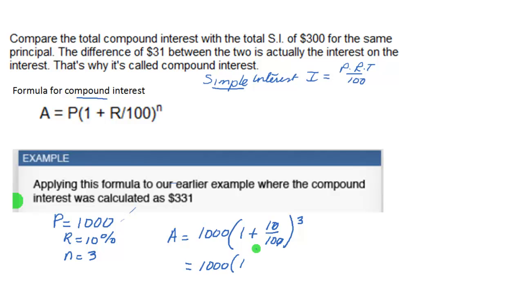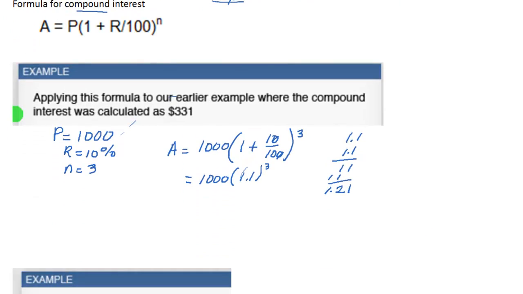If you like decimals better, 1 and 1/10 is 1.1. So we have 1.1 to the third power, and we're going to have to do this exponent next. If we're doing this by hand, 1.1 times itself is 1.21, and then times another 1.1. Let's see what we get here.